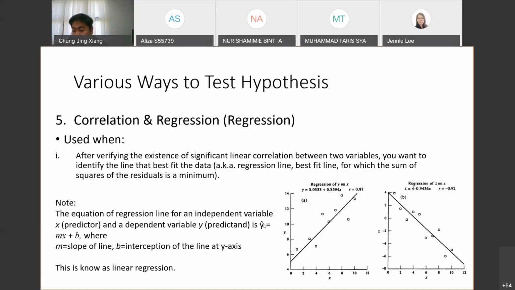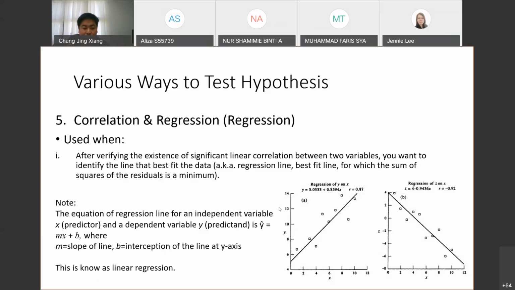This is actually y hat equals mx plus b. I think you are very familiar with this formula from your Form 4 maths class: y equals mx plus c. You always hear this. Here y is the value on the y-axis, m is the slope, x is on the x-axis of course, plus the intercept. Obviously I already wrote it there.